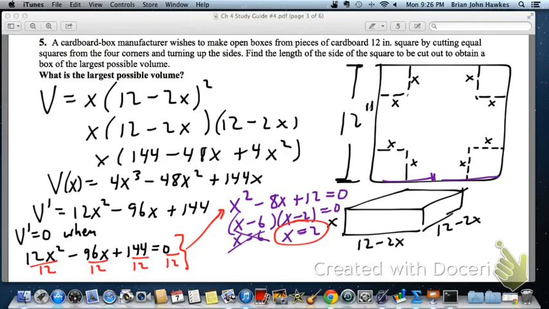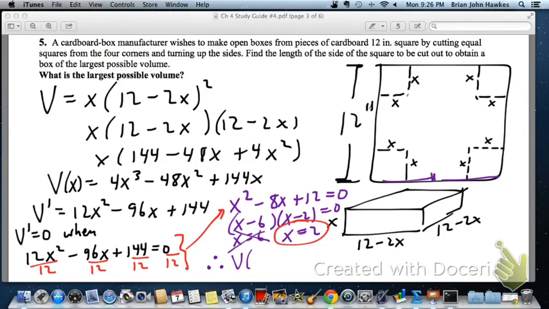What is the largest possible volume? Well, the largest possible volume would be, so I'm not going to set up the first derivative test. Okay, if you want to confirm that x equals 2 value is going to give us our maximum volume, then go ahead. Okay, but I'm not going to do that.